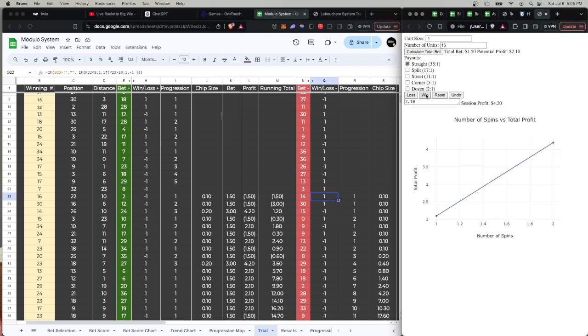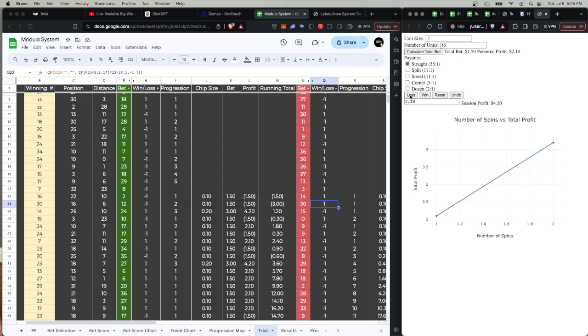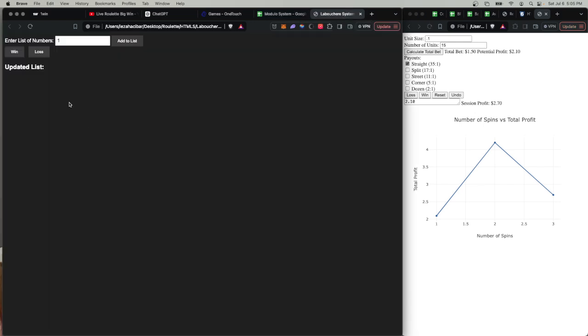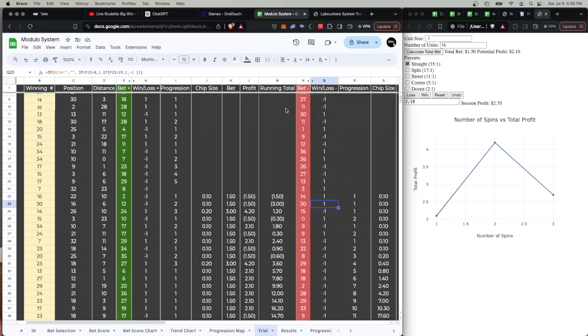So we win here. So now we're here. Now we're on a loss. And we're going to use the Labouchere tracker here that I made. So we have a loss. We're going to use this for our progression just to test it. So we're going to add this to our list. So we lost. And then we win.